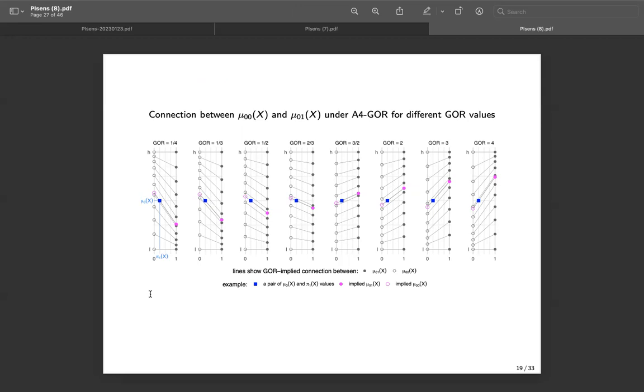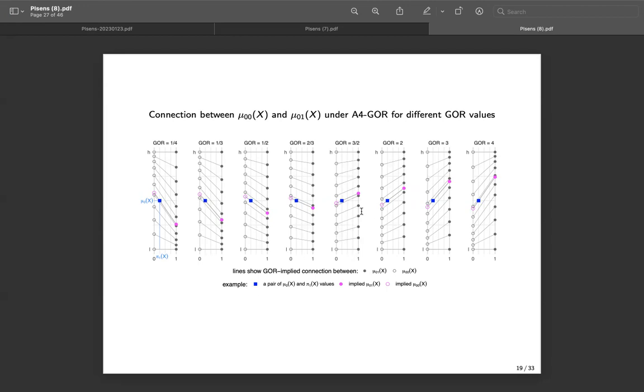So this plot just gives a sense of what different GOR values, generalized odds ratio values, imply about the connection between mu00 and mu01. On the left-hand side here, you have generalized odds ratios that are smaller than 1. On the right-hand side here, they are greater than 1. Just different values. All of the hollow points here are mu00, and all of the solid points here are mu01. And these lines just show you the connection. So if we assume that the GOR is 1.5, these are the connections.